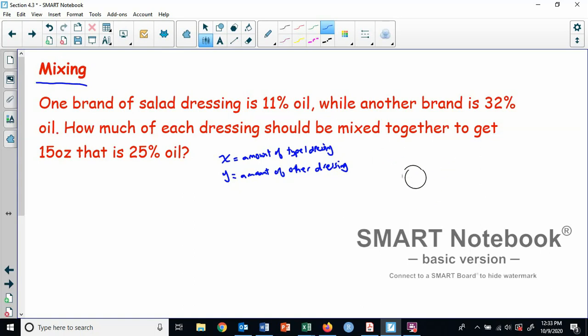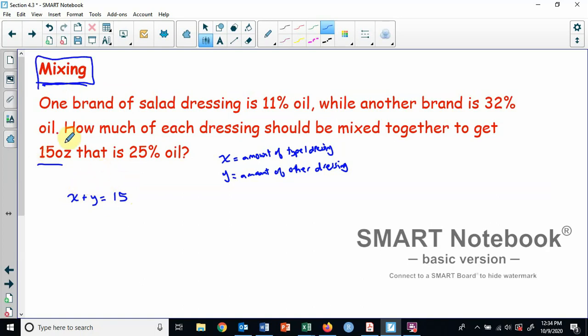So the easiest equation is you're always going to start a mixing problem by saying, if I mix the two amounts together, ignoring the percentages, I'm just going to get the total amount, which is 15 ounces. So you always have this very easy equation: amount of the first type plus amount of the second type equals the total amount. I don't care how much percentage of oil is in them. That equation is always a given when I'm doing a mixing problem. That equation is always easy to come by.